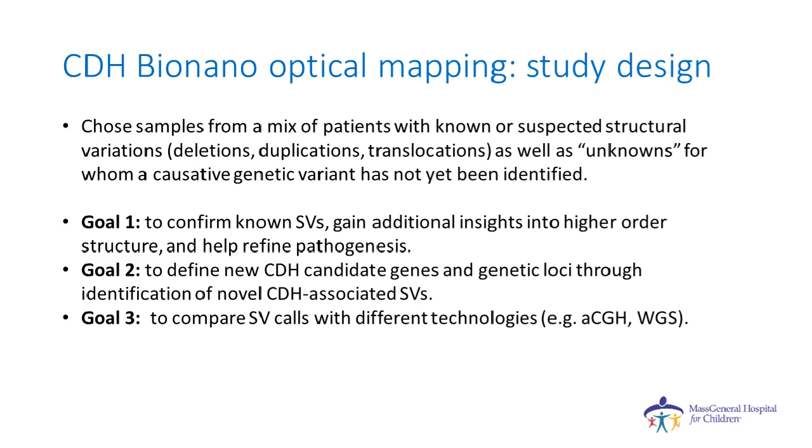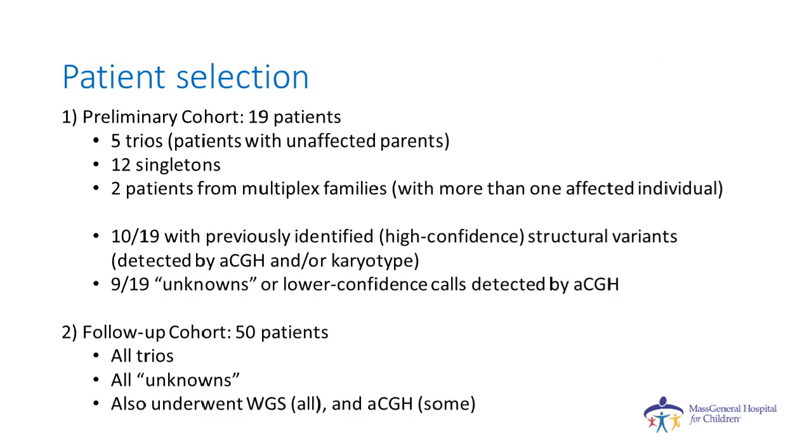There were several goals of this study. The first goal was to confirm known structural variants and to gain additional insights into a higher order structure to help refine pathogenesis. The second goal was to define new CDH candidate genes and genetic loci through the identification of novel CDH-associated structural variants. And then the third goal is to compare structural variant calls between different technologies, including array CGH and whole genome sequencing.